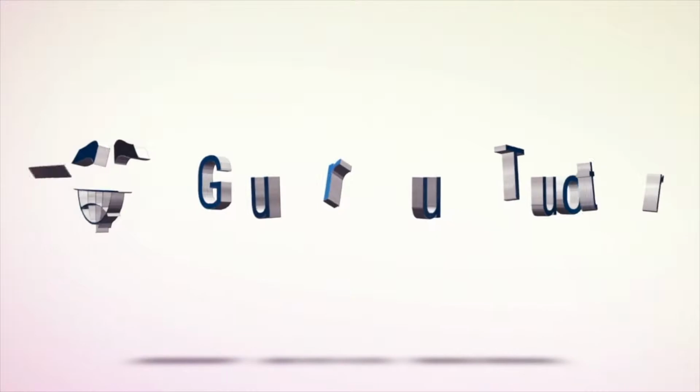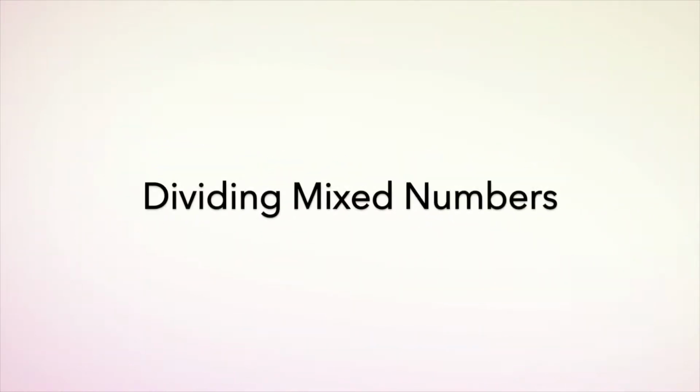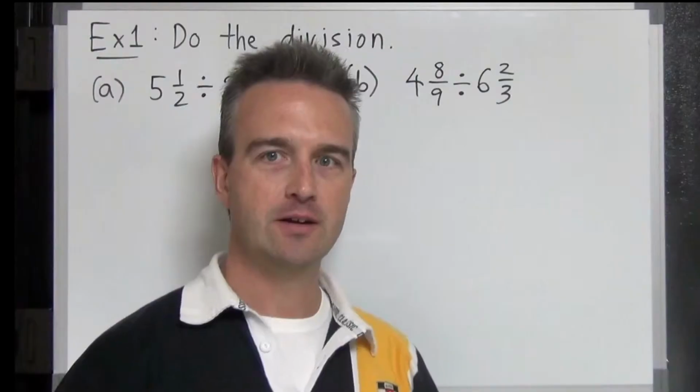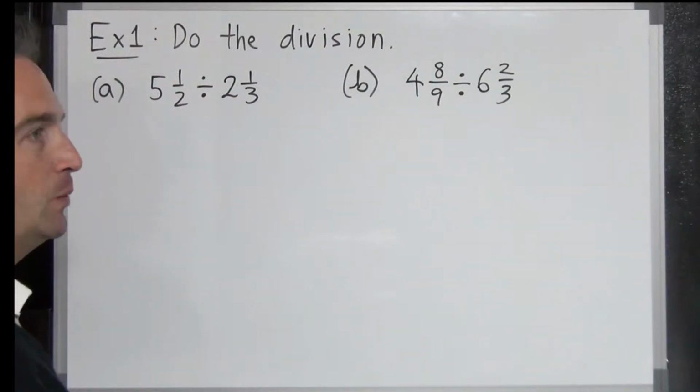Now let's take a look at dividing mixed numbers. Let's jump in. So first example, let's take a look. 5½ divided by 2 1/3.